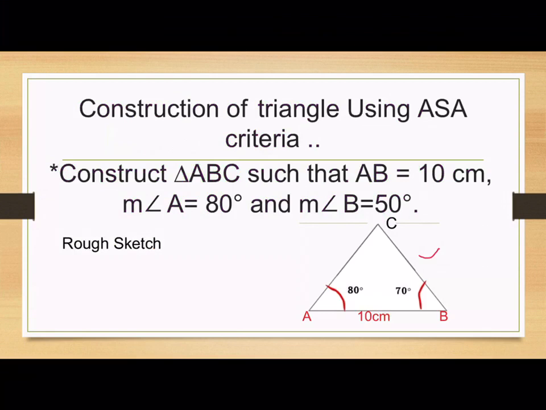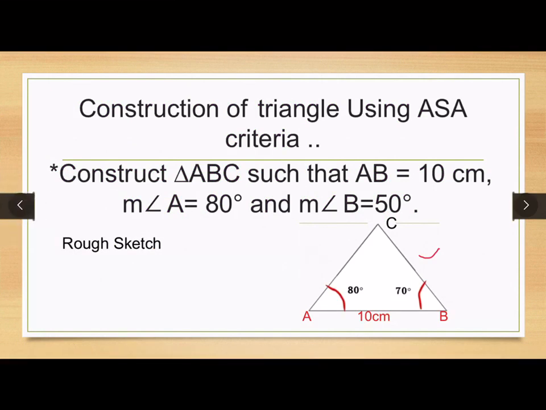So this is the rough sketch for this, where triangle ABC and AB is the base of this triangle, that is 10 centimeter, and this is the angle A, 80 degree, and angle B is 50 degrees. Let's see how to construct it.